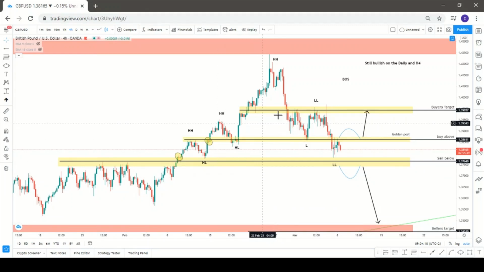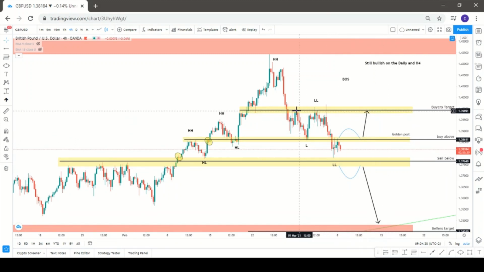What I do see is here we have potential BOS, which is a break of structure, and this is why I put the golden post up, right? So what I'd advise everybody to do from this chart is, anything above this golden post area, I would look for buys, right?